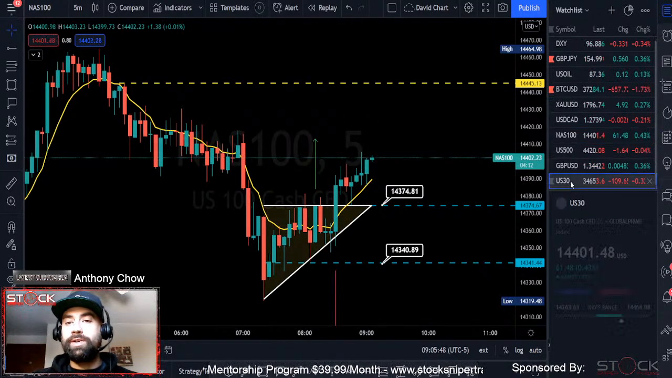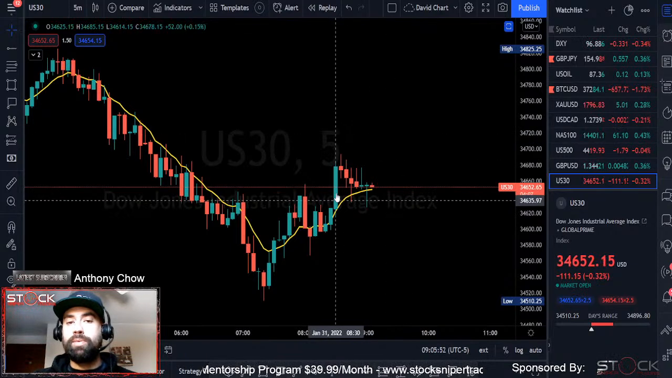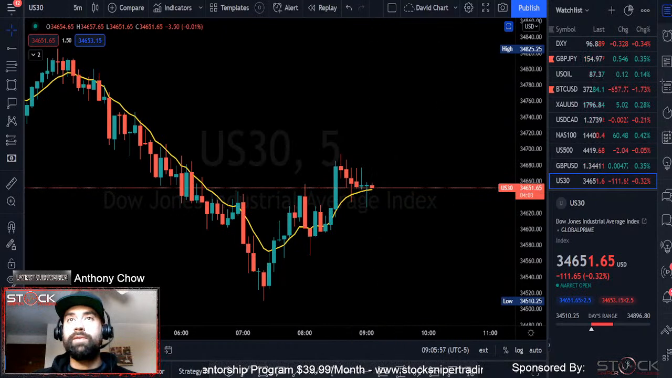Let's go check out US 30 here for a sec. US 30 is almost the opposite. It broke, retested here, and now it's holding right at the 200 and the 9 exponential moving average.